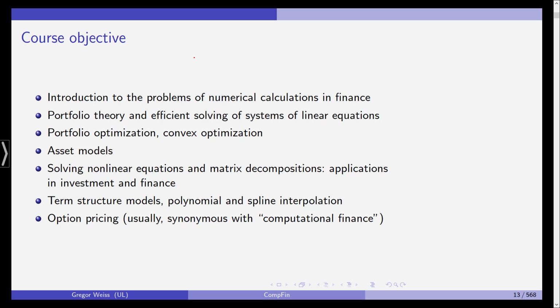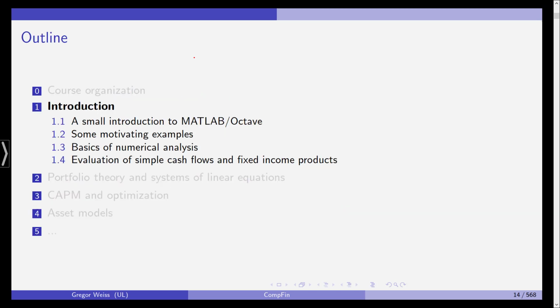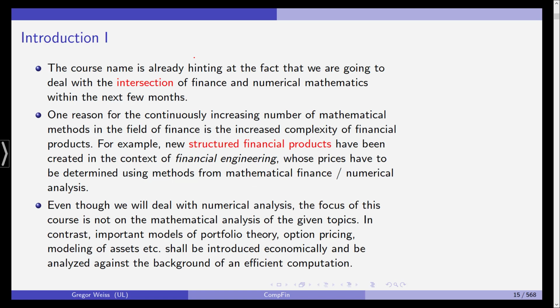And again, I mentioned that option pricing is often used synonymously with computational finance. So we are only looking at a small part of this type of computational finance, because I want to show you a little bit more about portfolio optimization and all those other topics, like, for example, term structure models. Okay, so this is the introduction. This is the course organization. And let me now start with a short introduction to Matlab Octave, and some motivating examples on why we should be looking at computational finance and numerical mathematics in the first place when implementing financial models.